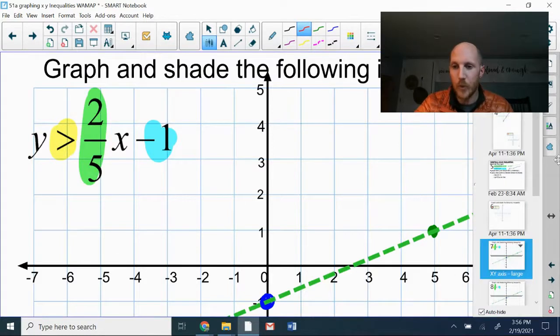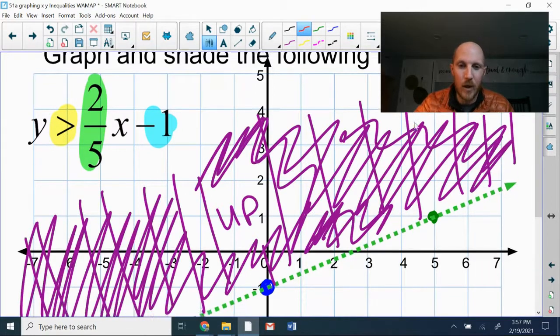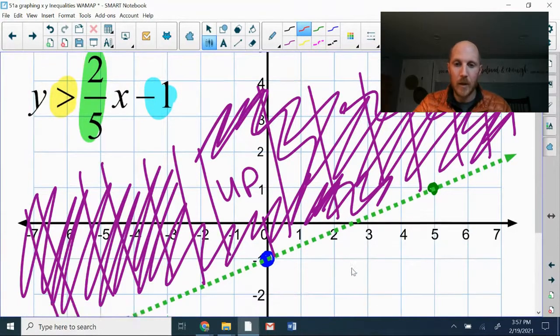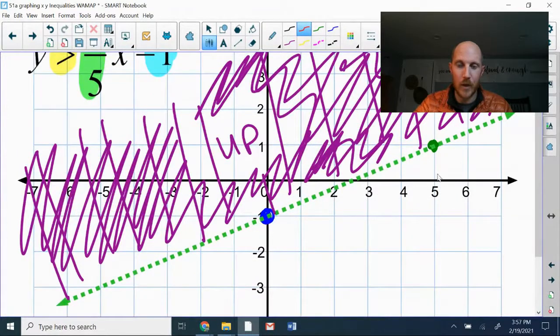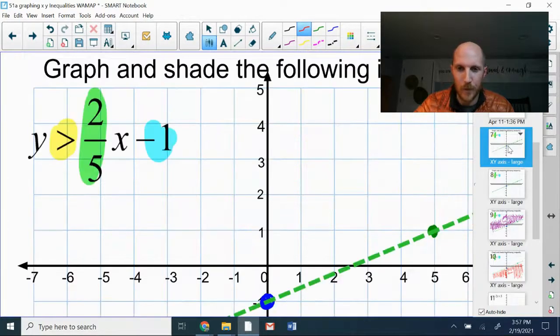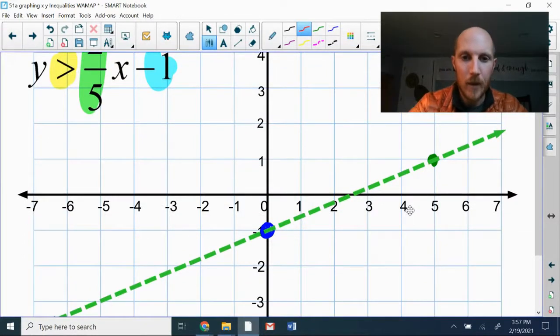So let's look at how those would appear, and then we'll figure out how to know which one is correct. So from that line, if I were to shade up, it would look like this. I'm going to shade from that green dashed or dotted line. I'm going to shade up. The alternative is if I was shading down, it would look like this. From that green dotted line, I shade below it. Okay, but how do I know which one is correct? Well, that is what we need a test point for. So I'm just going to come back to this page and let's do a test point.